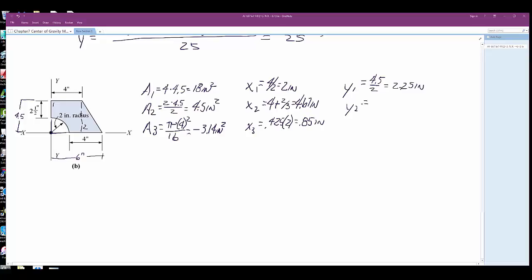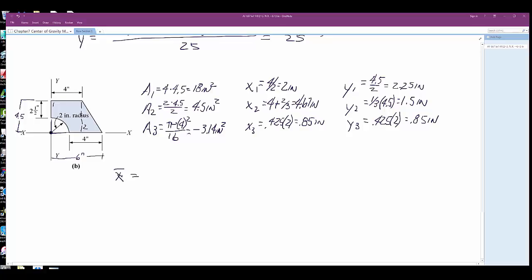Y2 is going to be 1/3 of 4.5. So 1/3 times the height, and that leaves you with 1.5 inches. Y3 is going to be the same, 0.425 times the radius, which was 2, and that's going to be 0.85 inches.